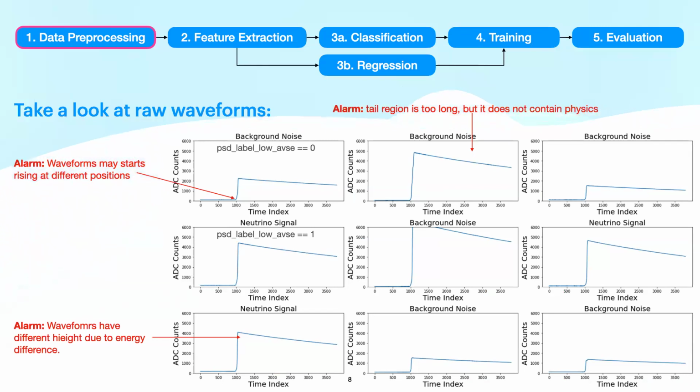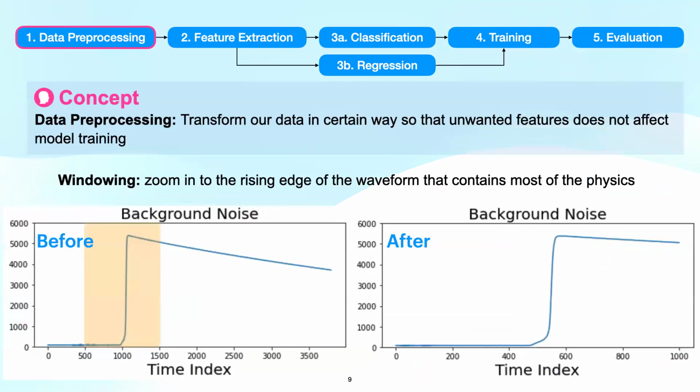And lastly, your waveforms have different heights due to energies, because a higher energy waveform will rise higher. Here you can see some of the waveforms are very low and some are very high. They even go out of the scale of my plot. All of these alarms are something that we need to address before we can actually build a machine learning model. The way we can address it is through data pre-processing.